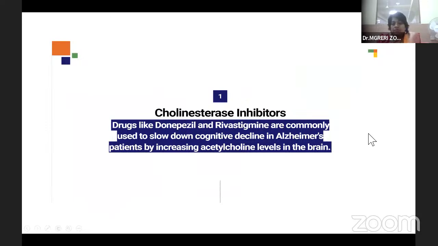So now the clinicians are prescribing cholinesterase inhibitors. Drugs like donepezil and rivastigmine are commonly used to slow down the cognitive decline in Alzheimer's patients by increasing the acetylcholine levels in the brain.